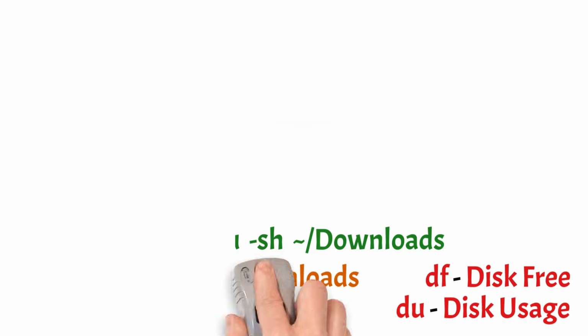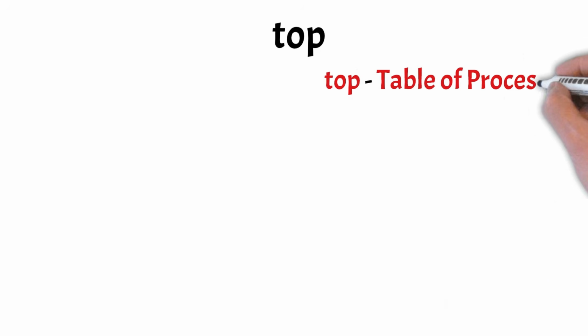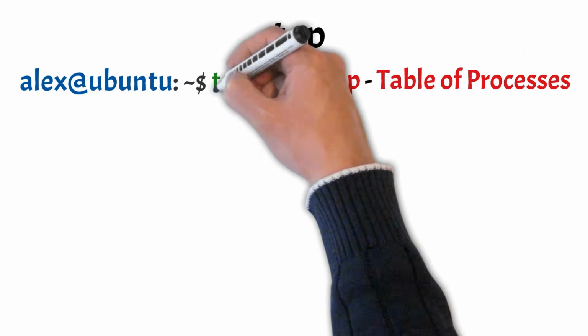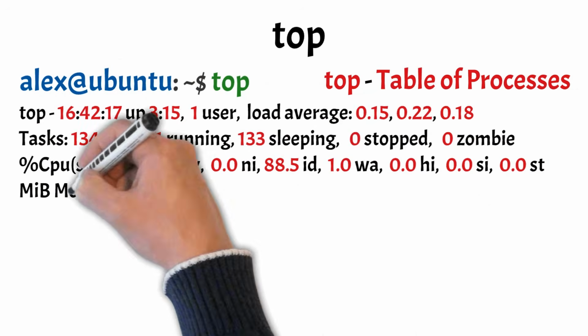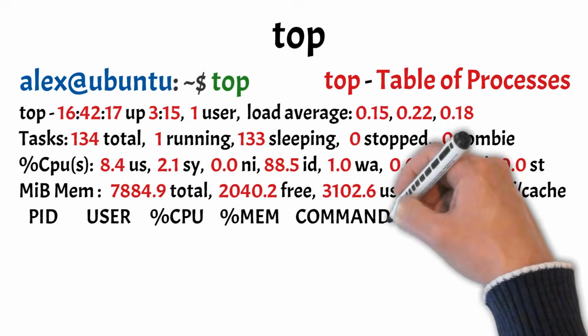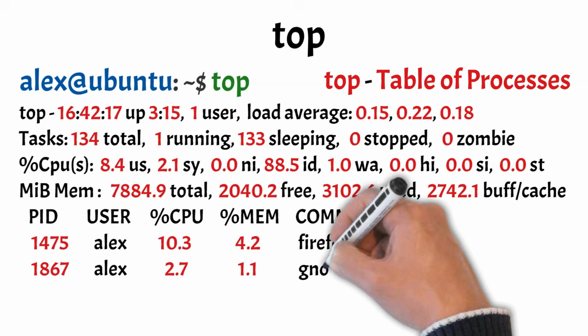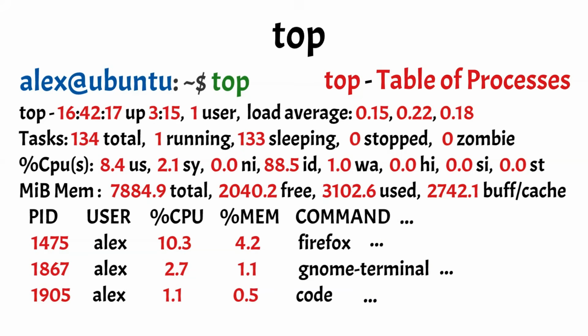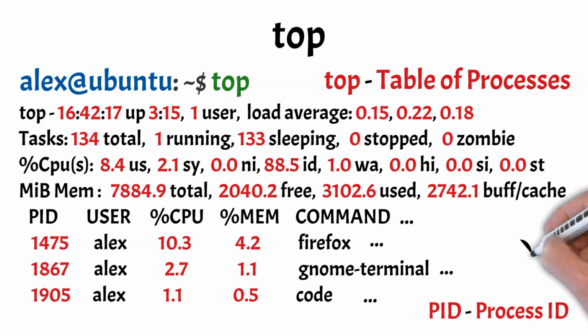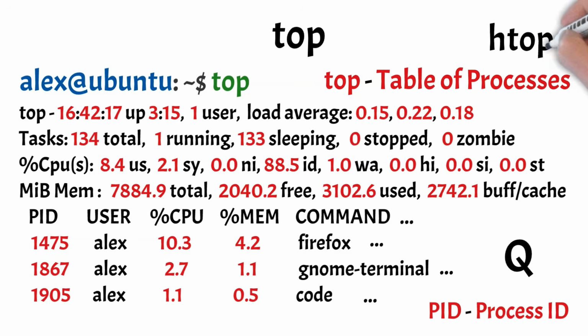Let's now take a look at monitoring your system in real time. The top command, short for table of processes, displays a live overview of running tasks, CPU and memory usage, and system load. Each row shows a different process, along with its process ID, how much CPU and memory it's using, the command that launched it, and more. You can press Q to exit at any time. And if you'd like a more user-friendly and colorful version of this tool, there's also htop, which can be installed separately.